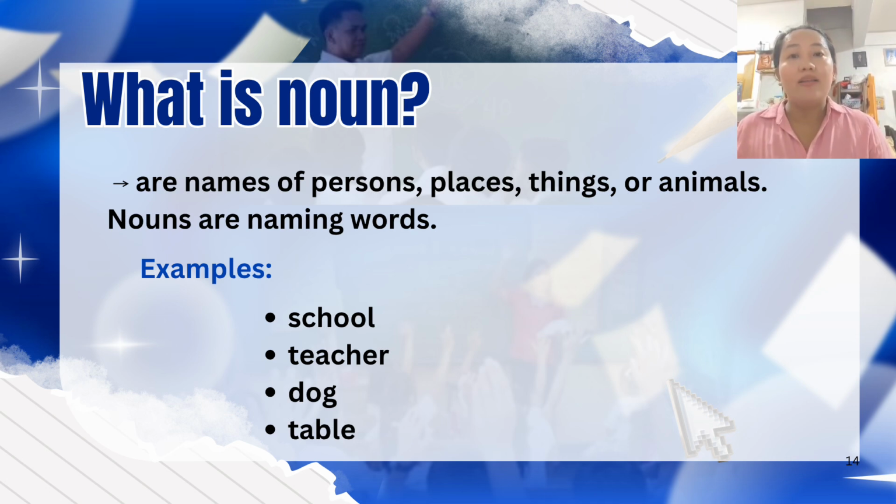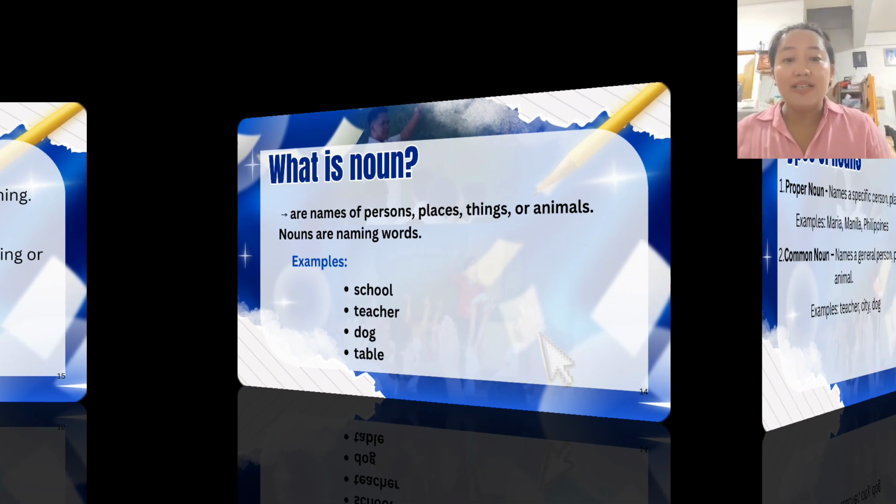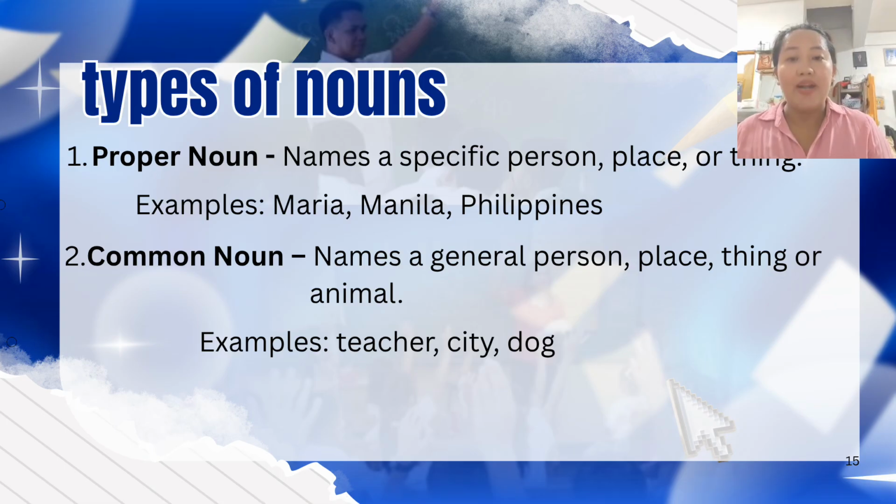For example, teacher, school, table, and dog. These words are all noun because they name something. Okay, now let us discuss the different types of noun. First is the proper noun. Class, anyone here know what is a proper noun? Okay, please, Justin. Okay, thank you, Justin.